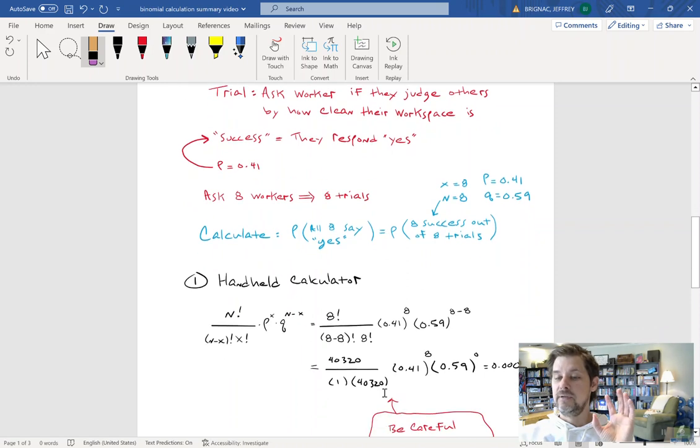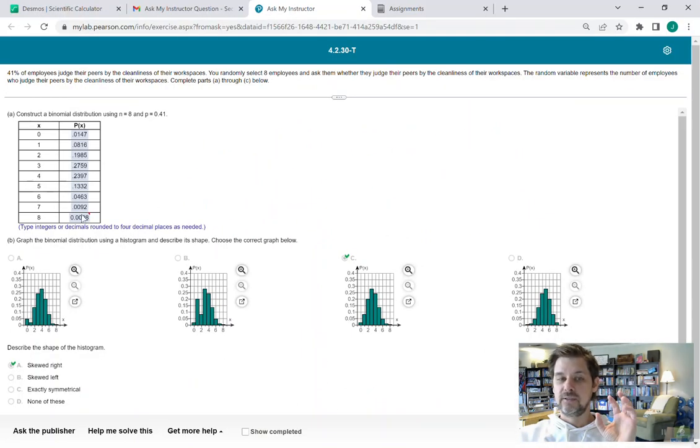Now, I want to do this last part because this is what the question that somebody sent to me was about, which is this last one. This is the distribution, and you could say that if x is 0, that means the probability that none of the 8 people you ask say that they judge their peers by how clean the workspace is. 0.41. That means the probability of 1 out of the 8 people you ask judge their peers by how clean their workspace is. So that's what all these mean. And I want to do this last one because this is the one they sent me, which says 8, the probability that 8 out of the 8 people you ask judge their peers by how clean their workspace is.